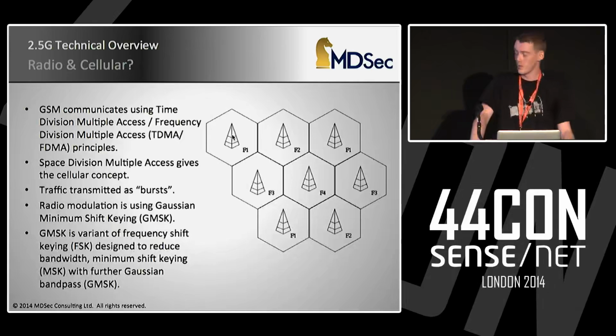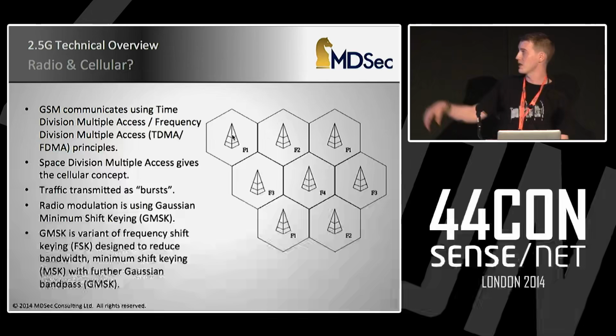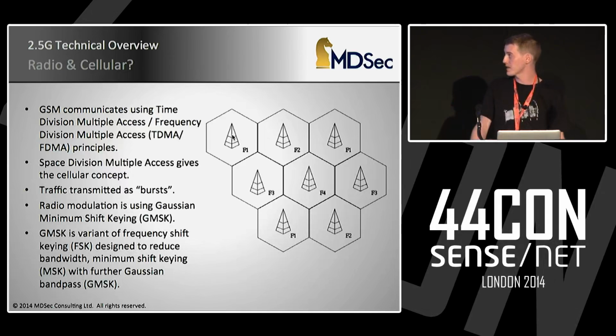So GSM communicates, as I mentioned, with time division multiple access and frequency division multiple access, which is TDMA and FDMA principles. This here really shows the spatial division multiple access that's being used. You can use one frequency in one area, and then we can see that we can reuse it in another area by dividing up the space used for the frequency.